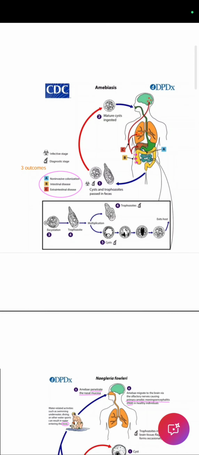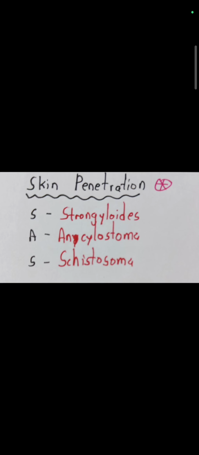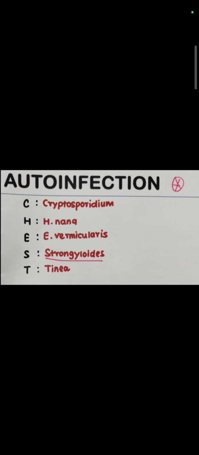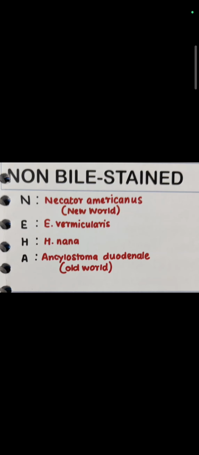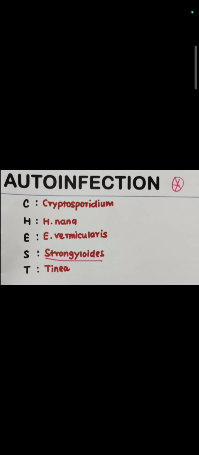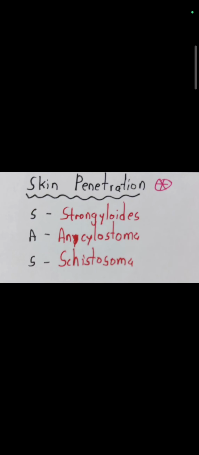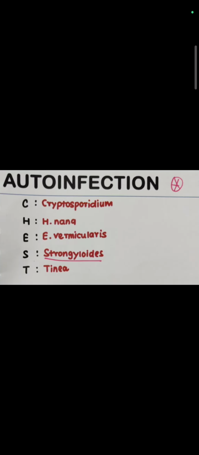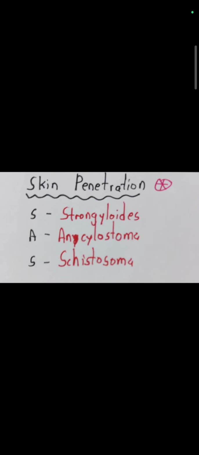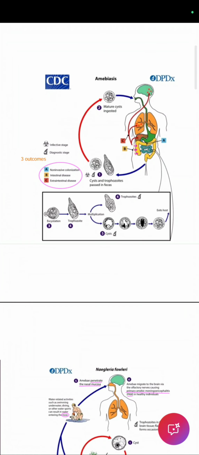And before we begin, another thing, you also need to be thorough with these three things: which parasites cause skin penetration, which parasites cause autoinfection, and which are not non-biological. This one is not so much important for the life cycle purposes, but these two are definitely important, because from the life cycle you can make out if the organism is being transmitted by skin penetration or autoinfection, which can help you narrow down the diagnosis. Okay, so with that out of the way, let's begin.